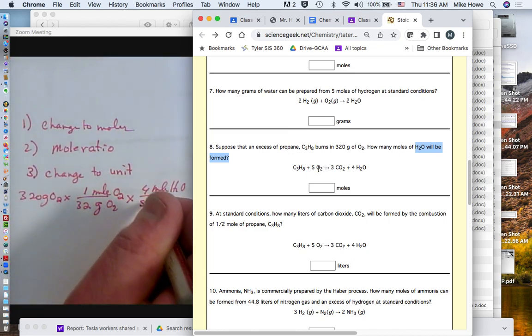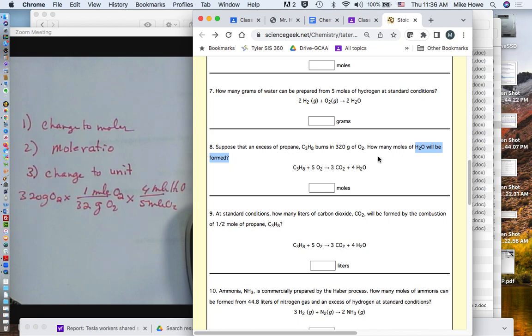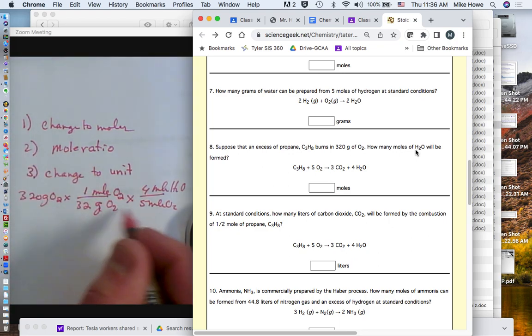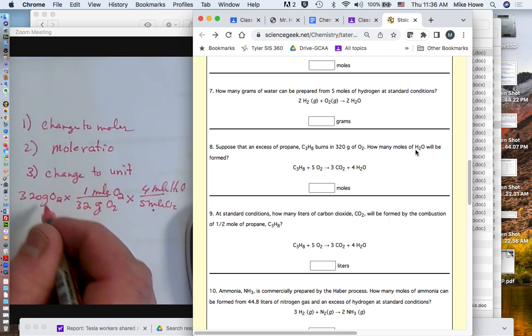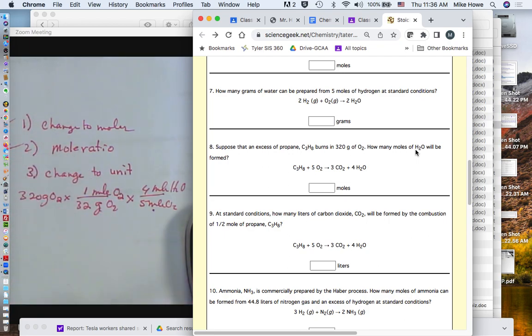4, 5. So since the question doesn't ask about how many grams of water or how many liters of water or anything, you're finished at that step, and this is only a two-step problem. So in this problem, you use step 1 and step 2.